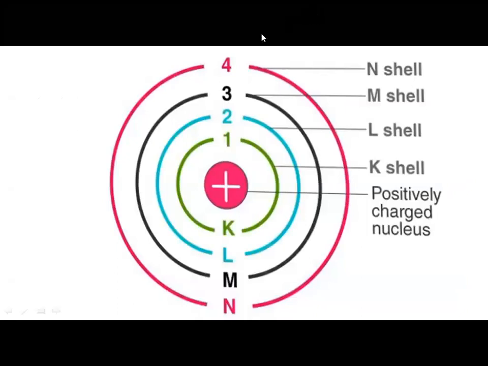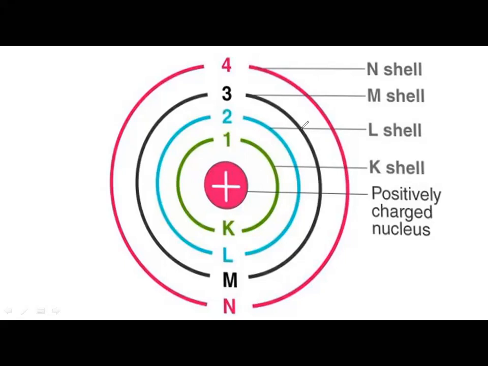So according to his model, the atom has a small body at the center, and that small body is called the nucleus, and it contains the positive charge. An atom consists of a small, heavy, positively charged nucleus in the center, and electrons revolve around the nucleus, just like the assumption of Rutherford.